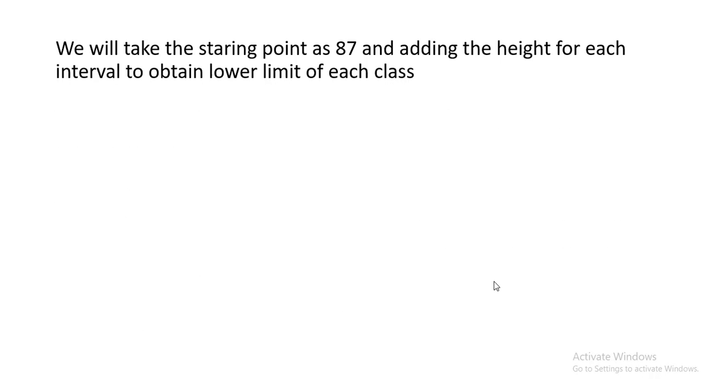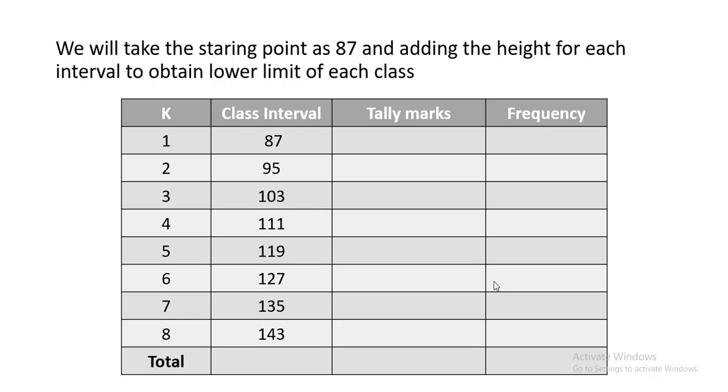Okay, now we will take the starting point as 87. Why 87? Because 87 is the minimum observation in that data, and we will continue adding the height to each interval to get the lower limit of each class. See, these are all my classes. Since I wanted to divide the data into 8 classes, these are 8 classes. This is my class interval. Now I selected 87, my minimum observation, and after that I will be adding 8, that is my height, to this number so that I get the lower limit for all of my classes.